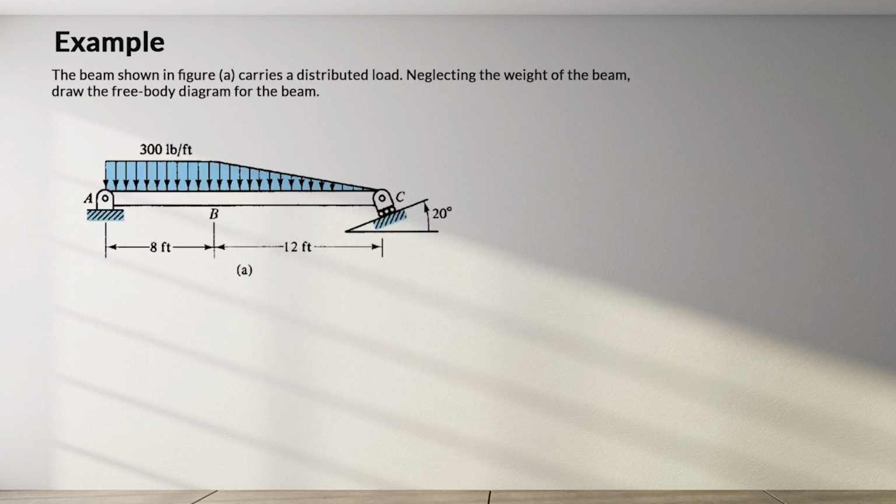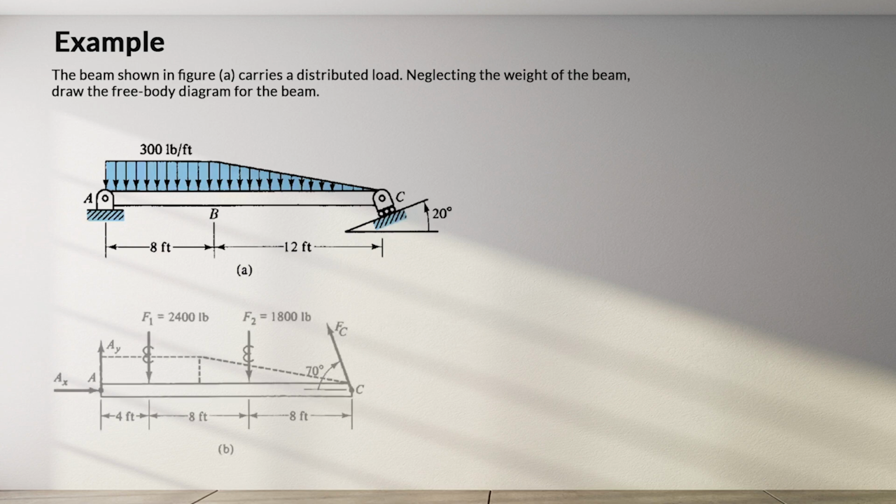In another example, the beam shown in figure A carries a distributed load. Neglecting the weight of the beam, draw the free body diagram for the beam. Both rectangular and triangular loads were replaced by their resultants at distances 4 feet and 12 feet from A respectively.